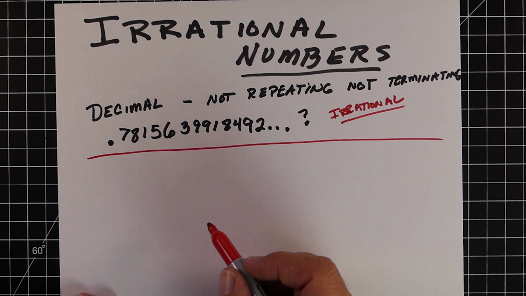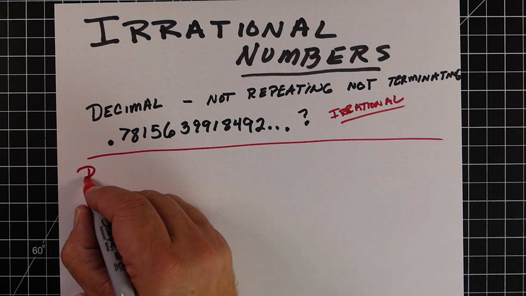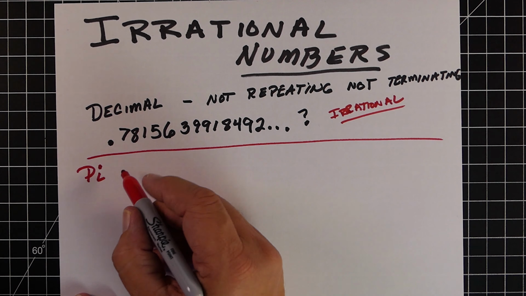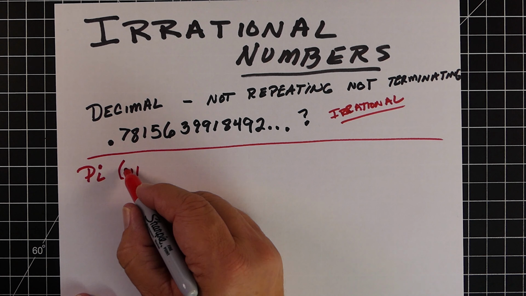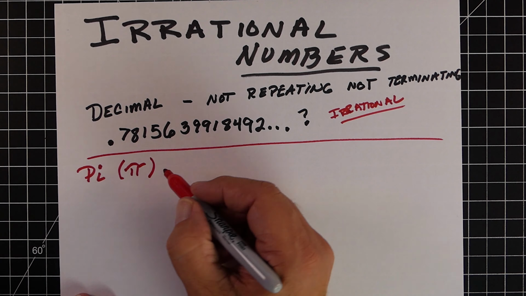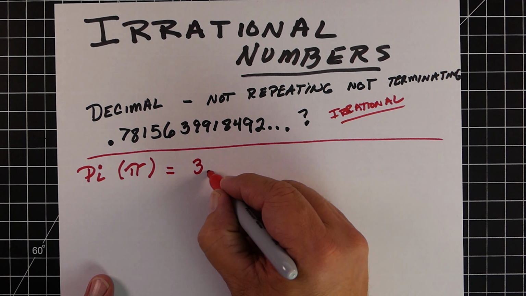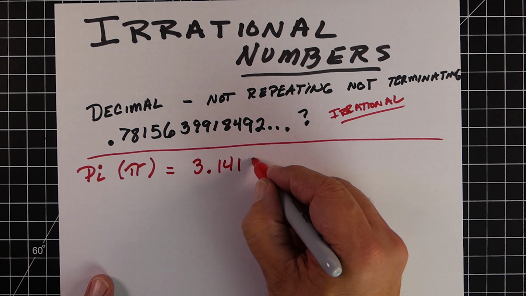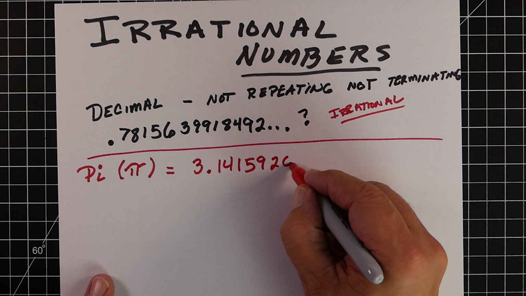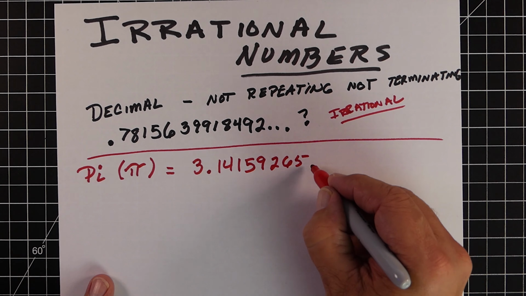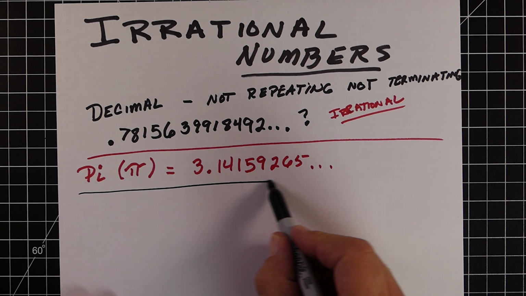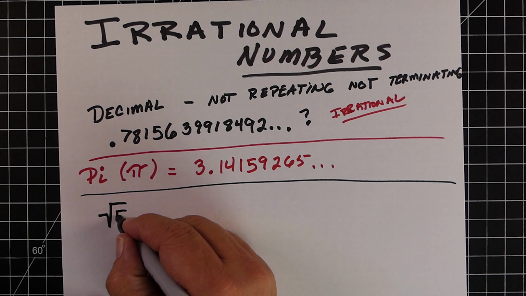Another thing that's irrational, and this is probably the most famous of all irrational numbers, is pi. It's a Greek letter, and the number goes on forever. There is no ending. It doesn't repeat. There's no pattern. Because it goes on forever without a repeating pattern, this is also irrational.